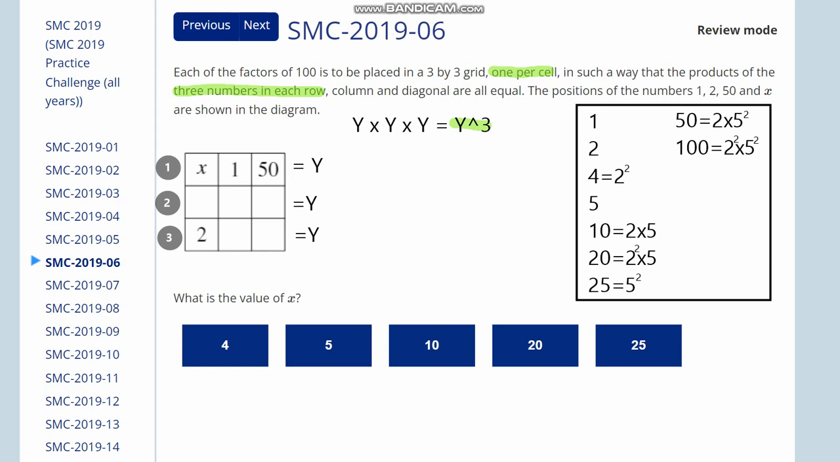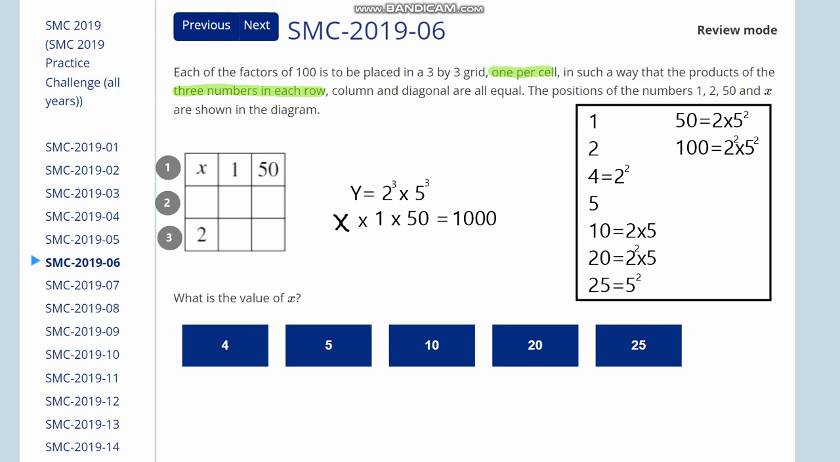Remember, y cubed is equal to all the cells in the grid multiplied by each other, and it is equivalent to multiplying all these factors together. So using the factorized values of each number, we can rewrite y cubed as 2 to the power of 9 multiplied by 5 to the power of 9. Therefore, y, which is equal to the product of the row and the column, would equal the cube root of this number, which gives us y being equal to 2 to the power of 3 multiplied by 5 to the power of 3.